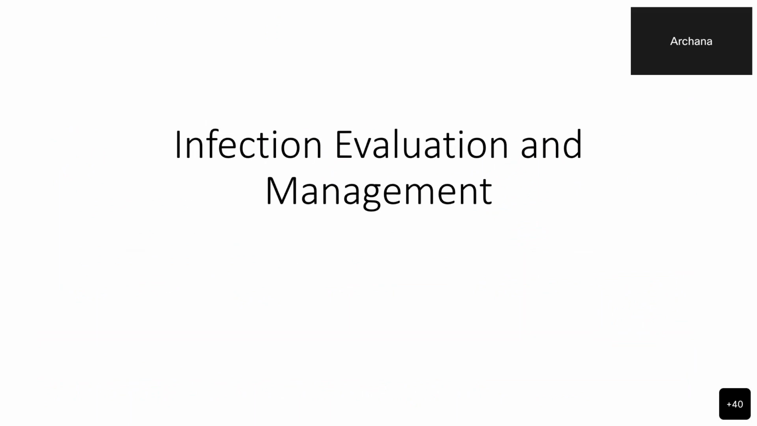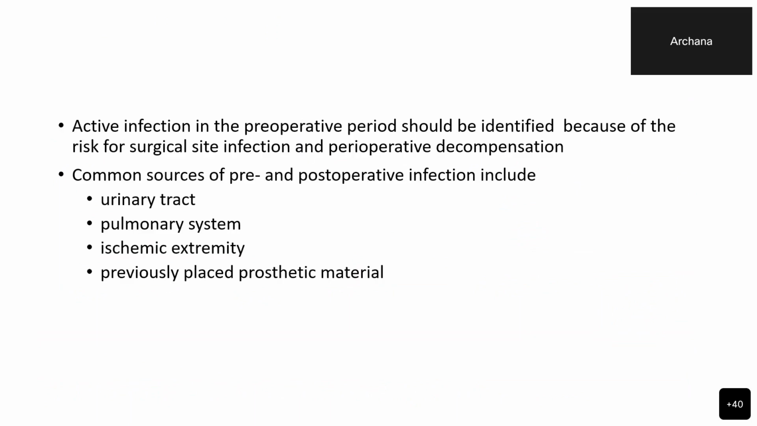Coming to infection evaluation and management. Active infection in the preoperative period should be identified because it can cause surgical site infection or perioperative decompensation. So common sources: urinary tract, pulmonary system, ischemic extremity with a wound, previously placed prosthetic material, etc.